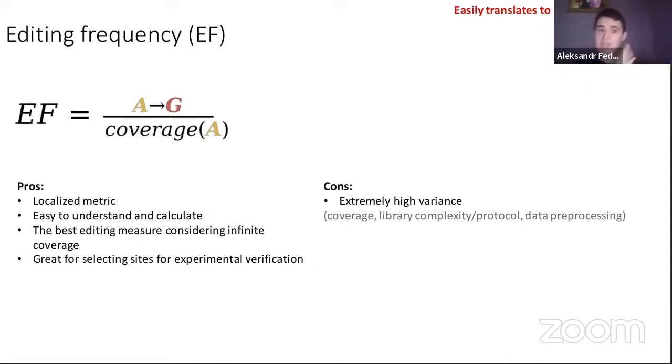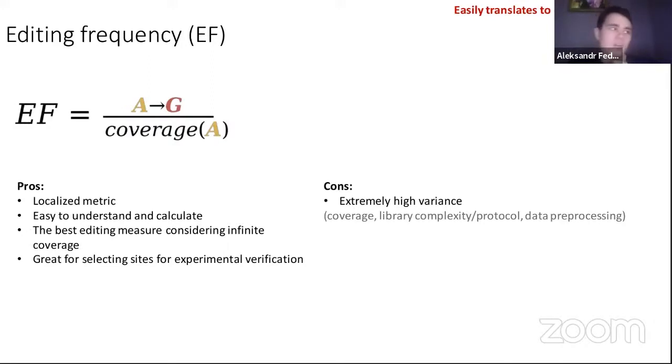The simplest metric is editing frequency. You have a particular site in the genome, and you can calculate the observed editing frequency: the number of mismatches divided by the total coverage. It's a localized metric, a particular position in the genome. It's fairly easy to understand and calculate, and given an extremely deep sequencing depth, it's the best editing measure for a particular site. However, that's not usually the case. You don't have millions of reads aligned to a single site.